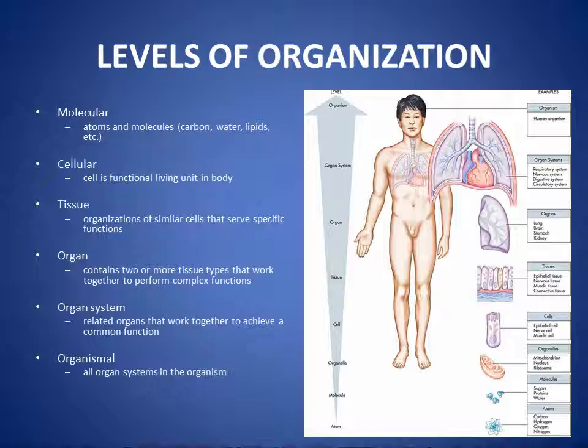Similar cells come together to serve a specific function or specific functions. This is what is known as the tissue level. And when different tissues combine, two or more of them, to form a system that performs complex functions, we refer to this as an organ, or the organ level. Multiple organs can work together to achieve a common function. This is the organ system level. And then when all organ systems combine, this is referred to as the organism, or the organismal level.